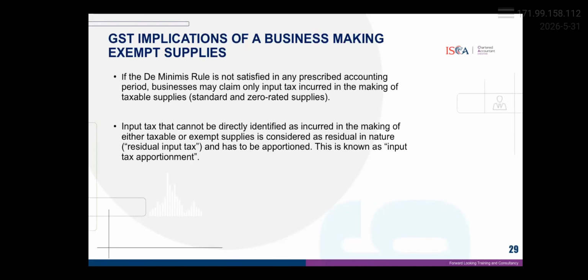Okay, so if you can do a direct link, we will split it. If there are certain types of expenses that we cannot link to taxable or exempt supply, then we have to put them together and call it a residual input tax. We've got to apportion that amount to taxable supply and exempt supply.